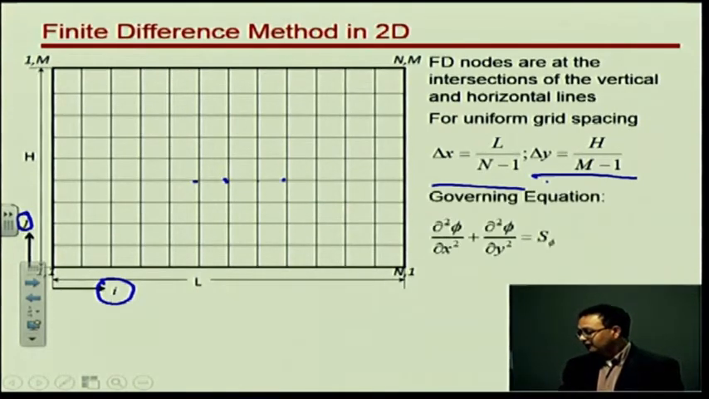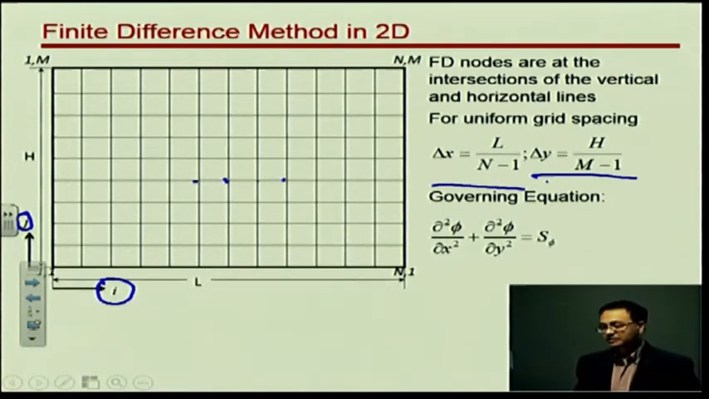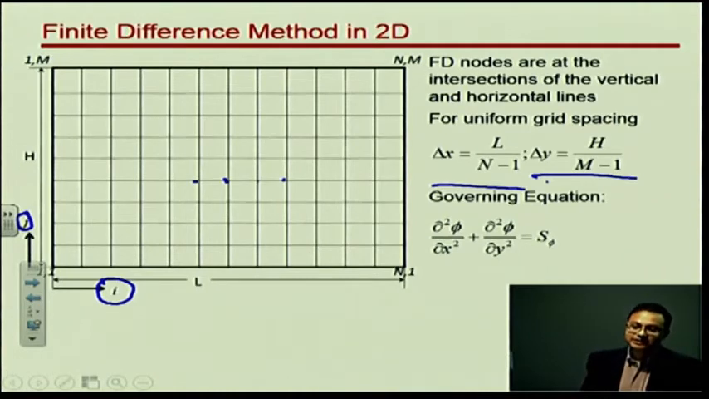The governing equation is now the Poisson equation, not 1D but 2D. It's a partial differential equation now, no longer an ordinary differential equation, because phi is now a function of both x and y. Later on we will move to problems where phi will be a function of time, x and y, so unsteady problems. Right now we're still focusing on steady state problems.